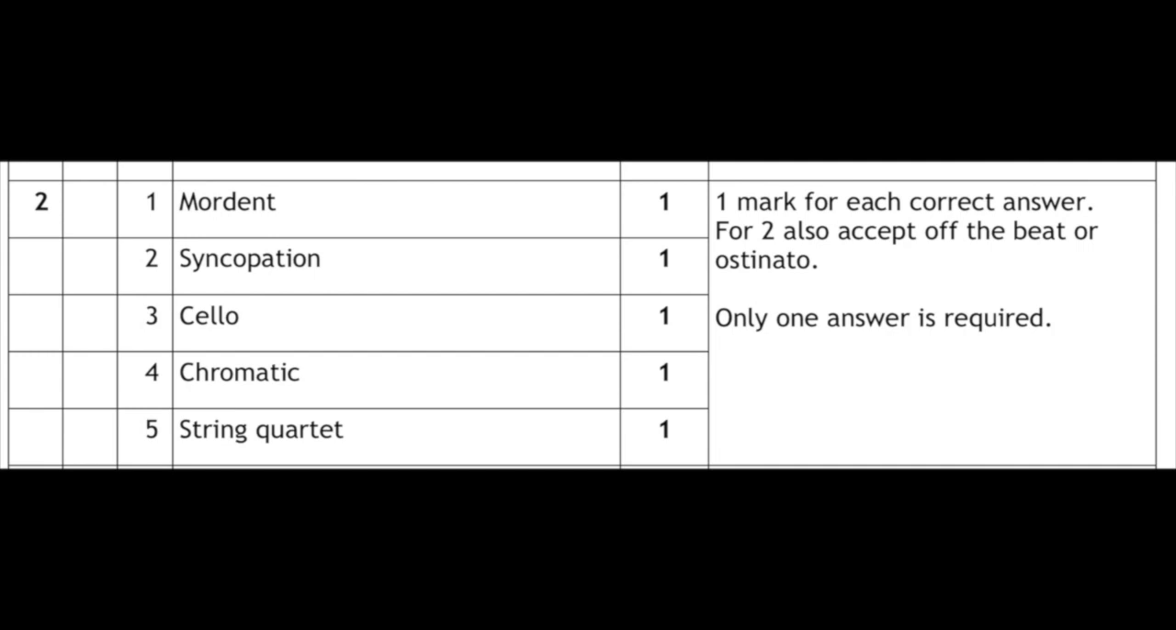So looking at the answers for question 2, the SQA are very clear that for question 1, they would accept mordant. Question 2 is slightly trickier. They would accept syncopation, as that is the correct answer. However, on this occasion, they would allow you to answer off the beat or ostinato and still get the mark. Question 3, the solo instrument was a cello. The scale was chromatic, and the instrumental group was a string quartet.